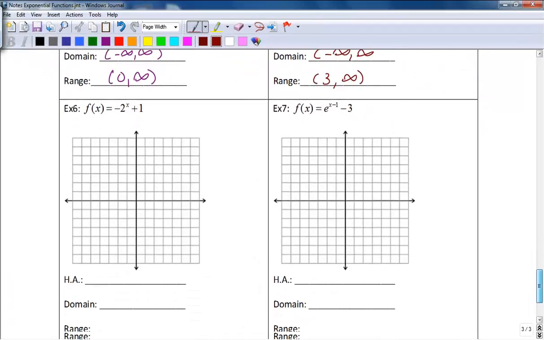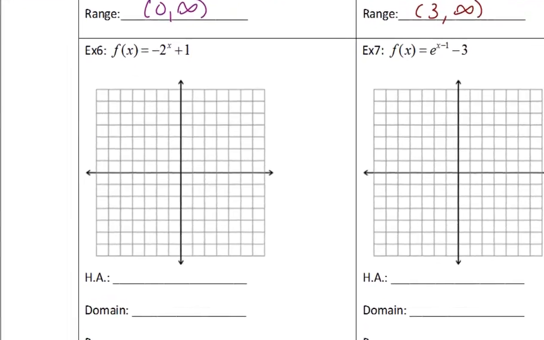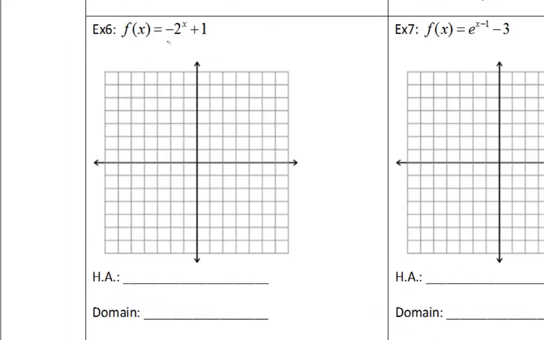Let's look at the last two. I have negative 2 to the x plus 1. So same thing. Well, this negative out in front tells me I need to reflect. And when you reflect, you're going to go to the other side of the x-axis.